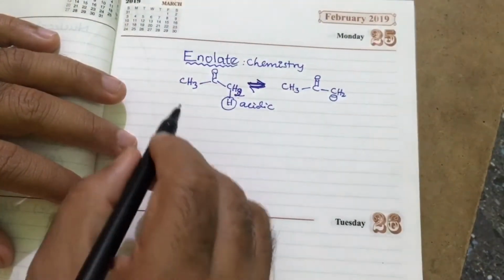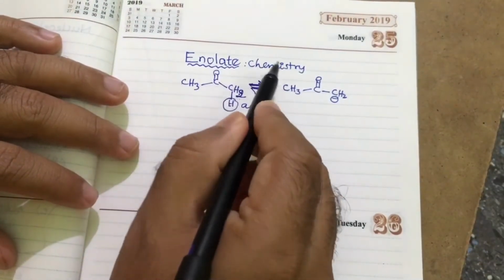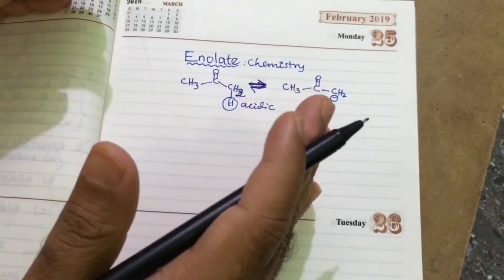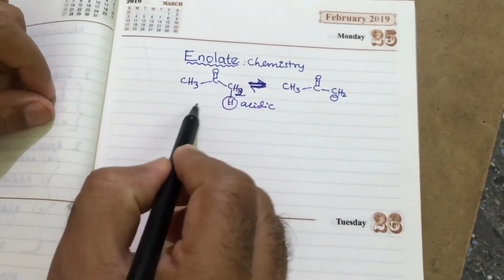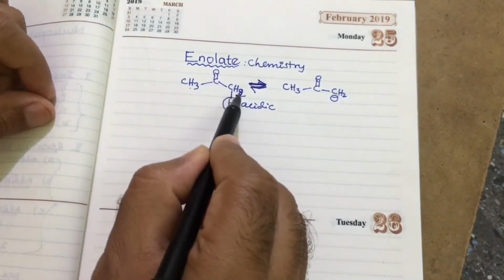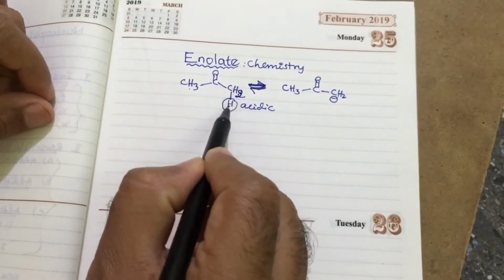Hi everyone, today I want to discuss enolate chemistry. By using these enolates, what reactions are involved in our chemistry? Consider acetone. In this, CH3 and CH3, I wrote this separately as CH2 and H.